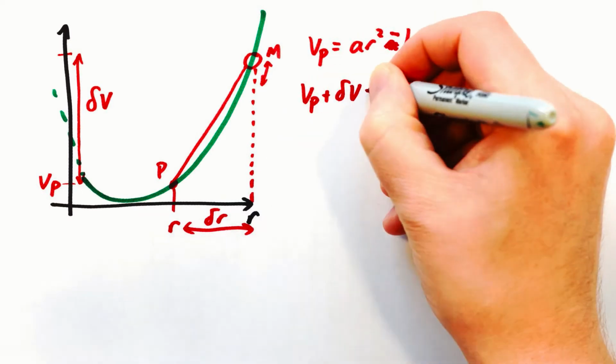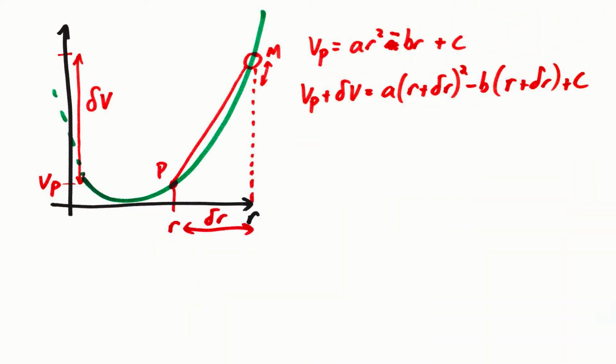The only things we know for definite is the value of r at position P and the distance between P and M. We will call this delta r, meaning a little bit of r. We also know how the potential varies with our interatomic separation. So we know that at this point P, the separation between atoms is r, so we know the potential is equal to ar squared minus br plus c. We also know that at point M, the interatomic separation is r plus delta r. This allows us to then calculate the potential at point M, which we will call v plus delta v. The original potential plus the new additional potential induced by increasing r.